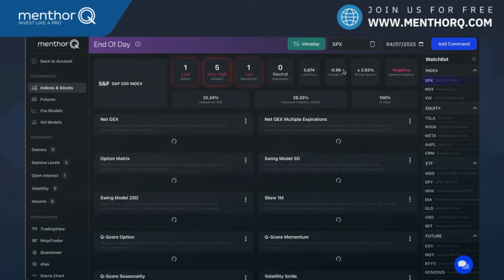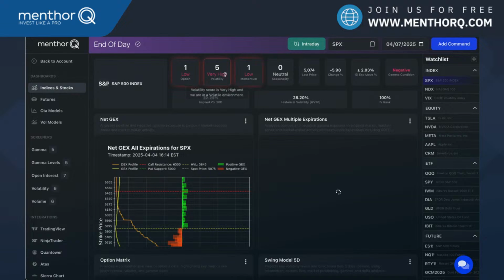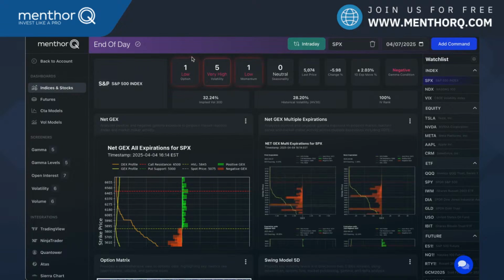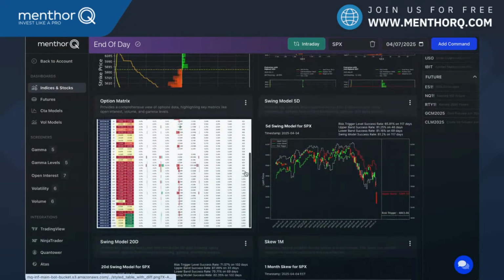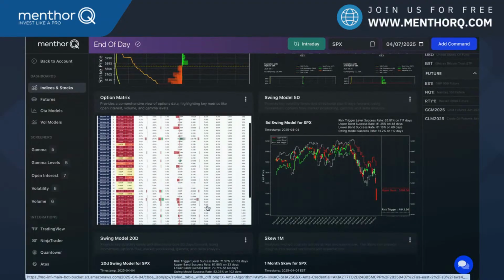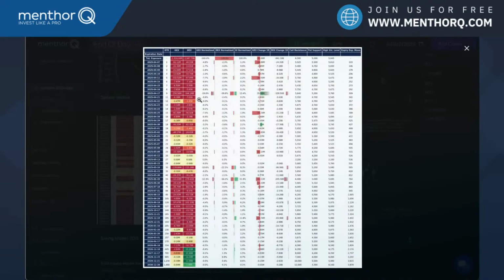And on the SPX, of course, we see the opposite picture, right? Our Q score, I don't know if you guys have used it, is showing us very low option activity, very high volatility, very low momentum, and of course we have no seasonality, and we are also in negative gamma. So if we look at everything related to SPX, everything is red, right? Everything is in negative positioning.